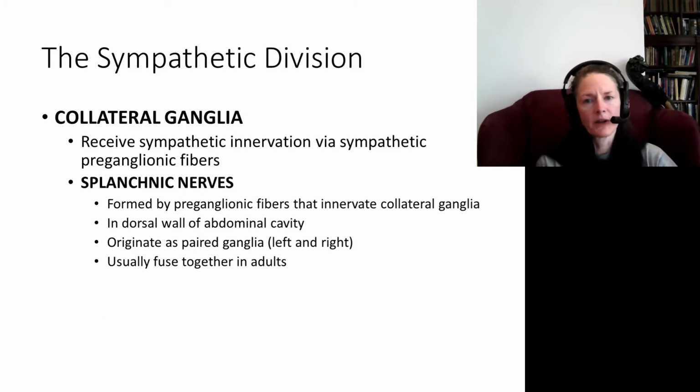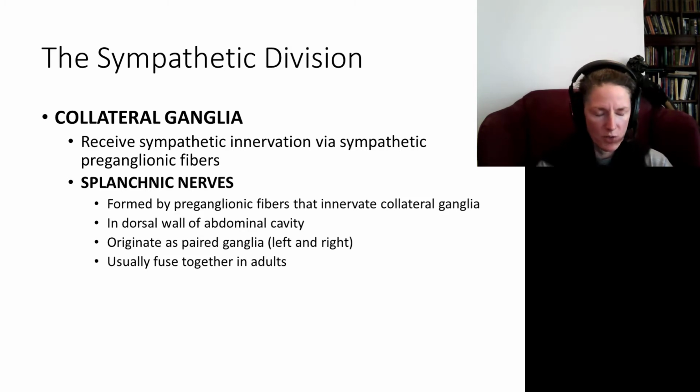Now, the collateral ganglia, as we know, are going to have their preganglionic axons pass through the sympathetic chain ganglia and synapse on the ganglionic neurons within the collateral ganglia. Now, the preganglionic fibers that bypassed the chain ganglia and went on to innervate one of these collateral ganglia are called splanchnic nerves. And we have three splanchnic nerves that are formed by these preganglionic fibers. The ones that go to the celiac ganglion are called the greater splanchnic nerve.